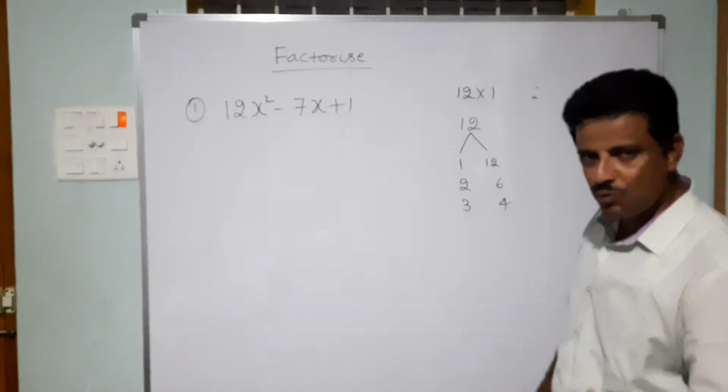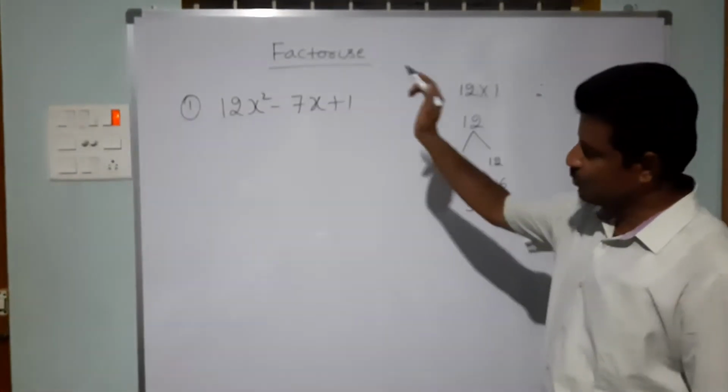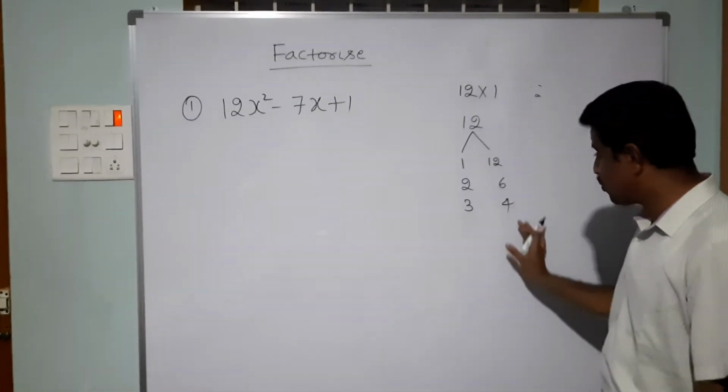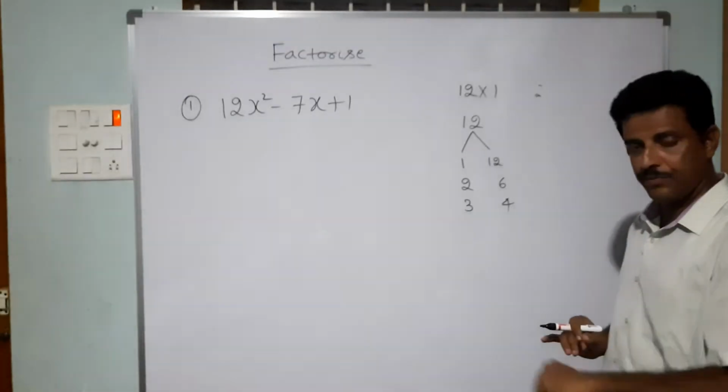Rule number 1 is what? First you take the coefficient of x square and the constant value, multiply these, and afterwards you write the factors of that number. This is rule number 1.